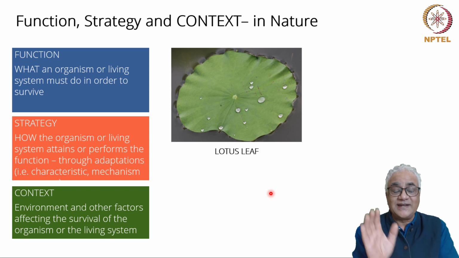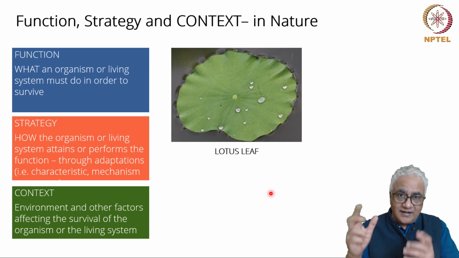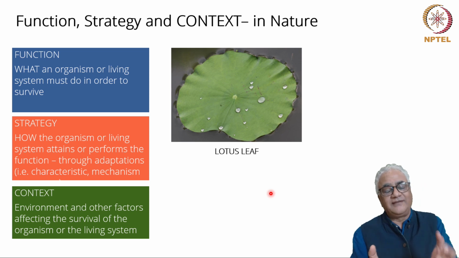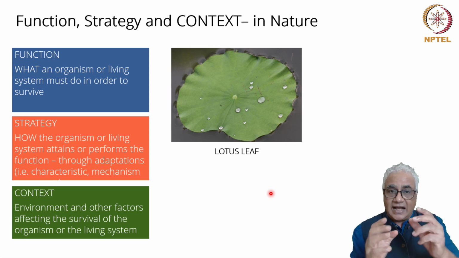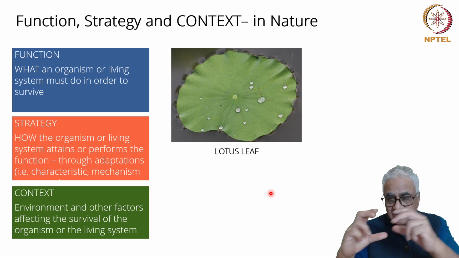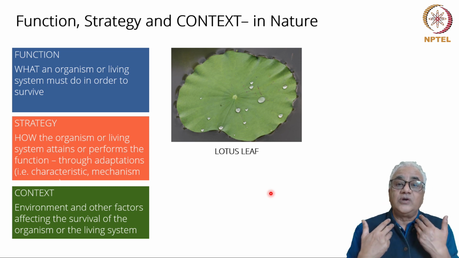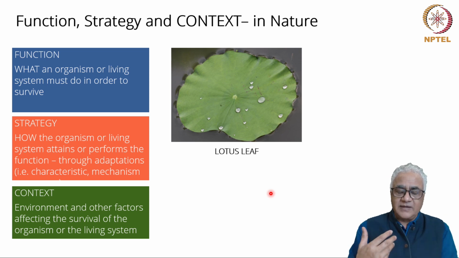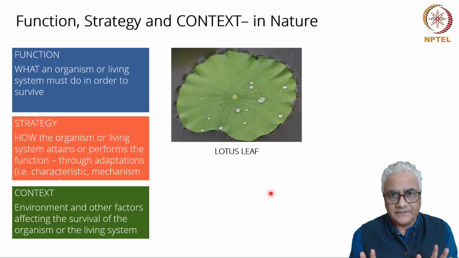But it does it in a particular context, in a particular environment. And it's important when you learn from biomimicry, it's important to understand all these 3 things so that you can mimic the strategies. Because unless you look at the context, if the strategy works in a particular context, it may not work in some other context. So you'll have to ask what is it that you want to do, and you'll have to be very specific about the context you want to do it in, so that you can look at the strategy from nature. The context for the lotus leaf here is environment, other factors affecting the survival of the organism living system. In this case, it needs to be surrounded by a water body, right?